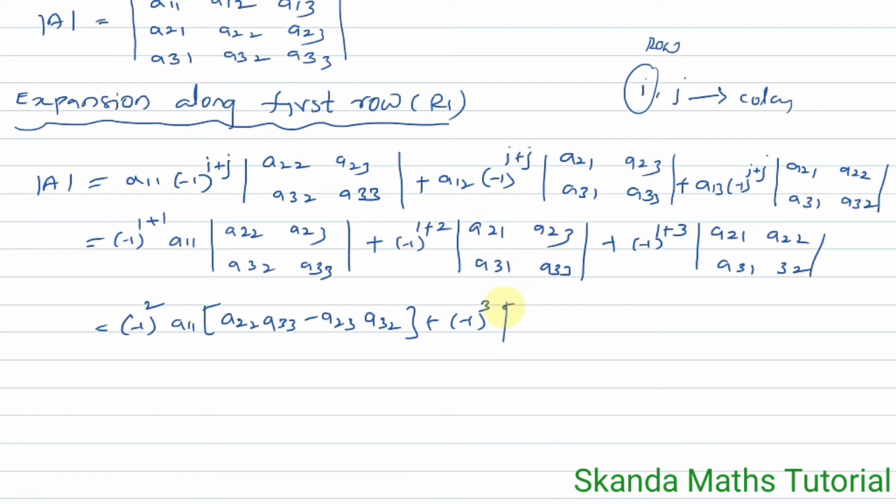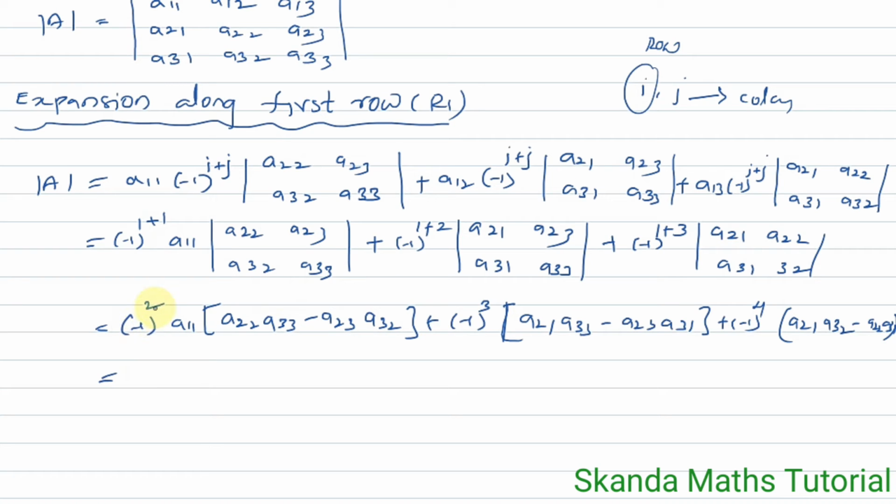Which gives minus 1 whole power 3, so this value is A21 into A33 minus A23 into A31. So plus minus 1 whole power 1 plus 3 means it is 4, so this value is A21 A32 minus A22 A31. Here this minus 1 whole power i plus j gives only a value that is either negative or positive.